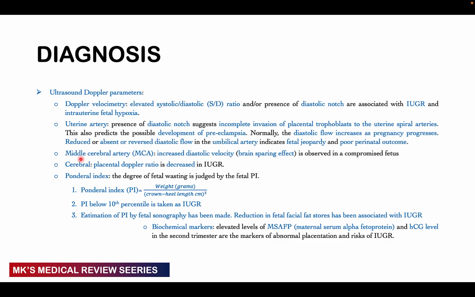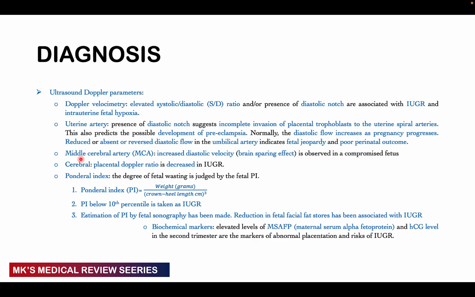We could also get the Doppler of the middle cerebral artery. There may be an increased diastolic velocity. That's the brain sparing effect, which is often observed in compromised fetuses. Then you may also get a Doppler of the cerebral to placental Doppler ratio, and it's often decreased in IUGR.